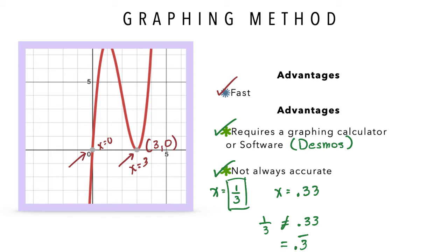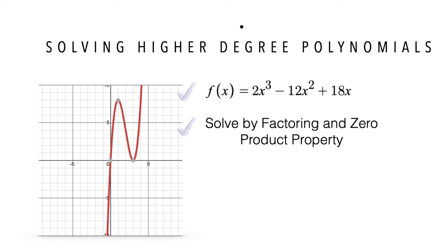So how can we do this? If we can't always rely on graphing because we don't have the tech, or because we have answers that are going to turn out inaccurate, what can we do? To solve these higher order degree polynomials, the method we are going to use is basically factoring and the zero product property. We will also use some of the other methods we've learned, like synthetic division, to help us use factoring and the zero product property.